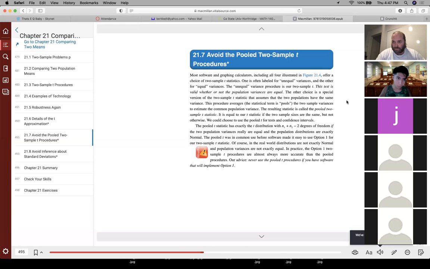Okay? I mean, it's very clear cut. Only use it if you're told that you can use it. Otherwise, don't. Okay? And all the inferences that we're making so far are about the mean.